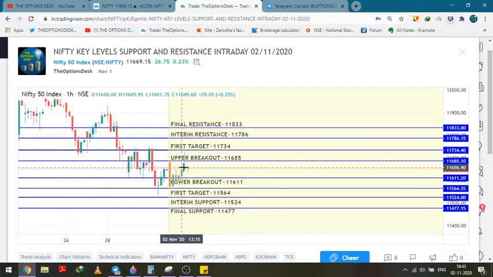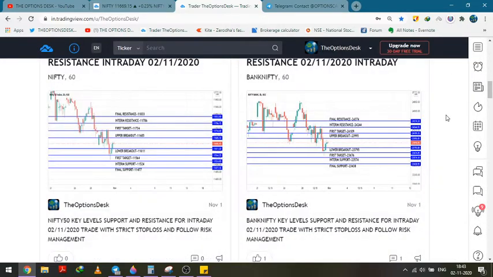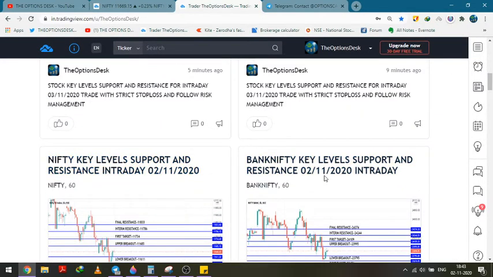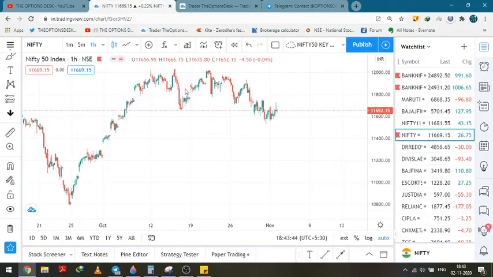And then it went to the high of approximately 11725. It missed the target by around 5 to 9 points. No problem. We could have booked easily here, or if not booked, exited cost to cost. So that was the Nifty 50 and Bank Nifty analysis for the date that I provided, that is 2nd of November. Now let's do the analysis for tomorrow, that is 3rd of November.